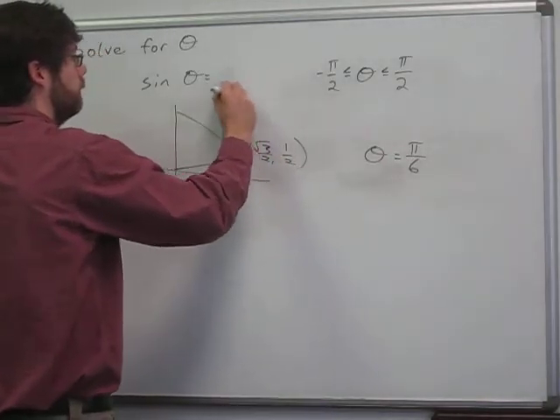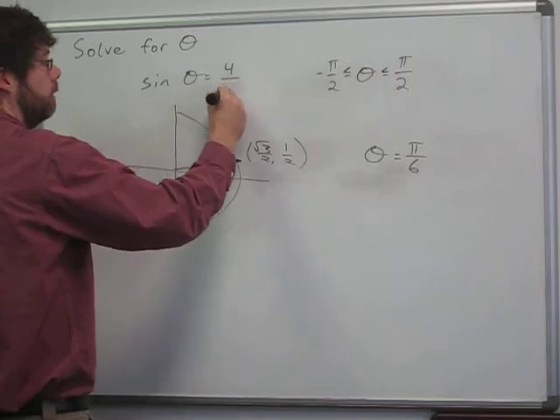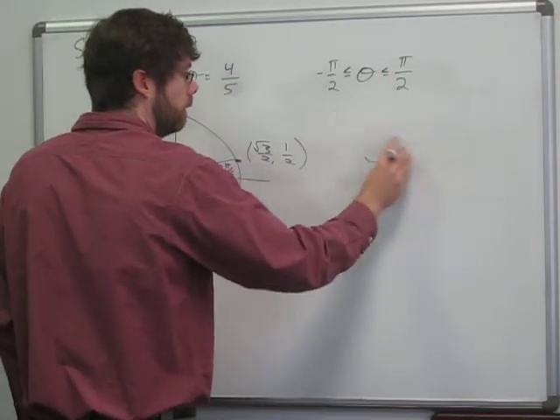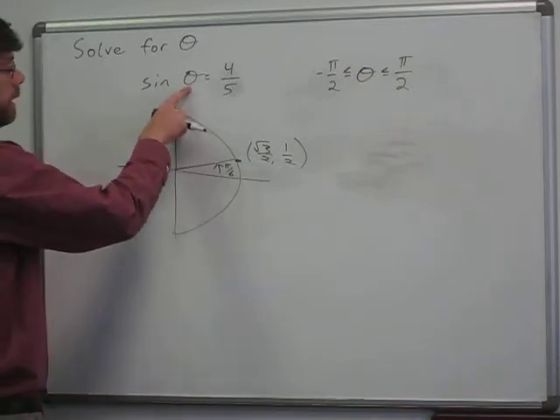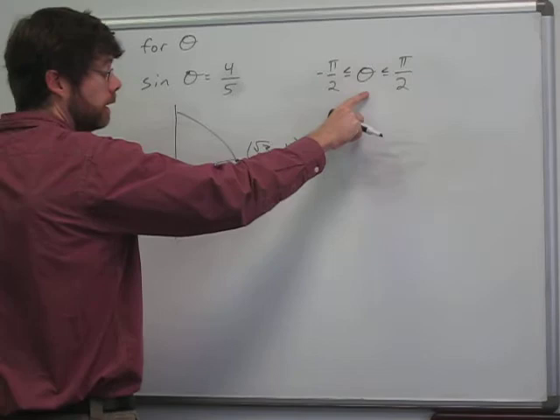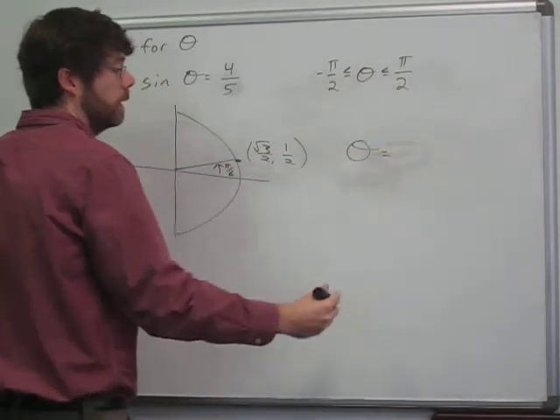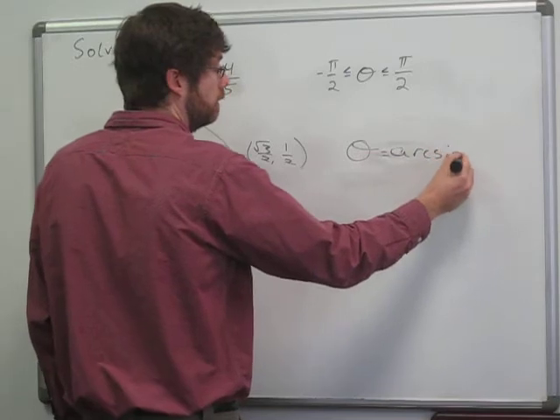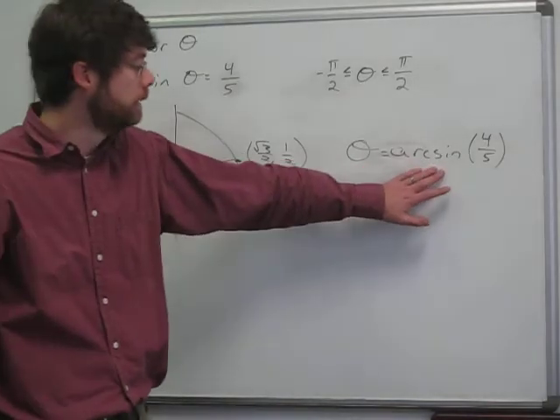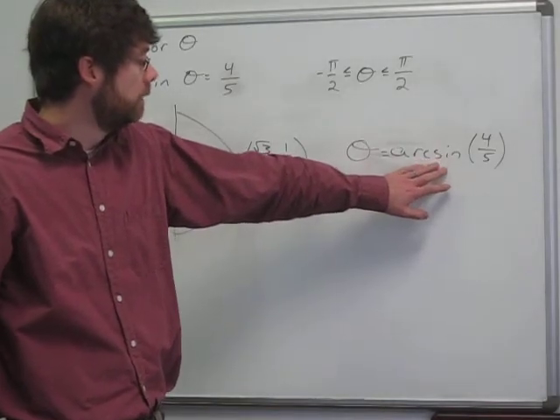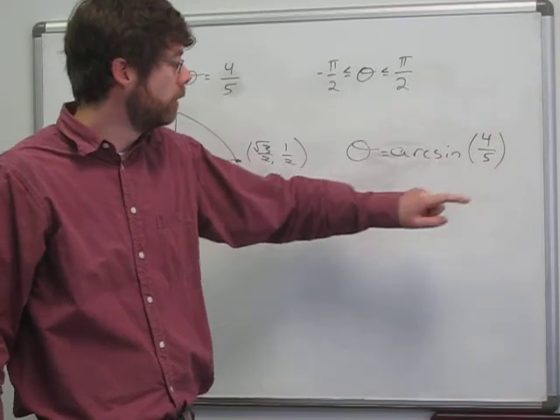Suppose we want to solve sine of theta equal to 4/5. 4 over 5 is not a y-coordinate for any of the special points on the unit circle. Theta is not going to be a multiple of pi over 6 or pi over 4, but I can still express this angle exactly for this given restriction by simply using the arc sine of 4/5.